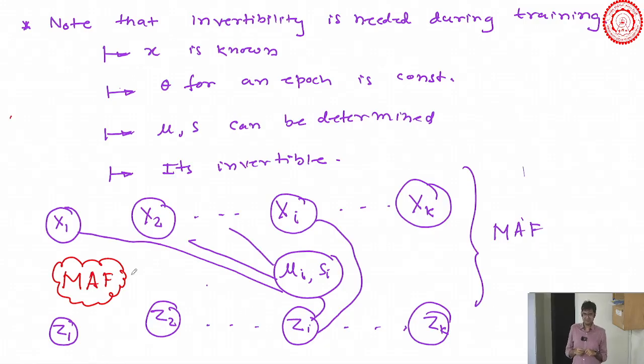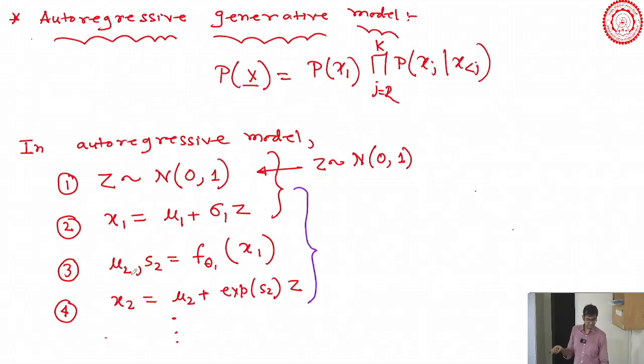How will you sample? Sampling will be exactly like ancestral sampling. It's an autoregressive model at the end of the day, right? It's just a different way of training the model. The model remains an autoregressive model. So sampling will first sample x1. Based on that, you will find out mu1 and s1, mu2 and s2, and based on that, you will sample x2. Based on x1 and x2 you will find out mu3 and s3. You will sample x3. You will go the ancestral route.